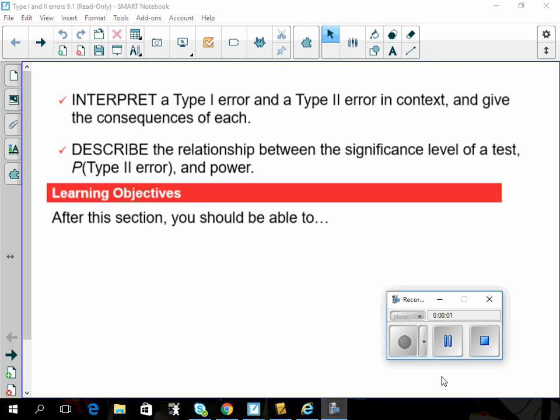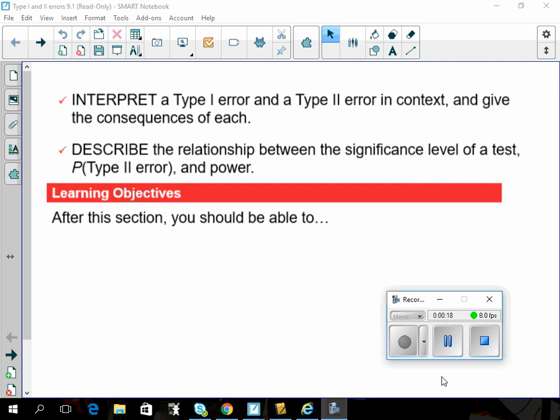Finish chapter or section 9.1 in the book today and hopefully get to 9.2. But we're going to spend the first half of class talking about the types of errors that can happen when you perform a significance test.